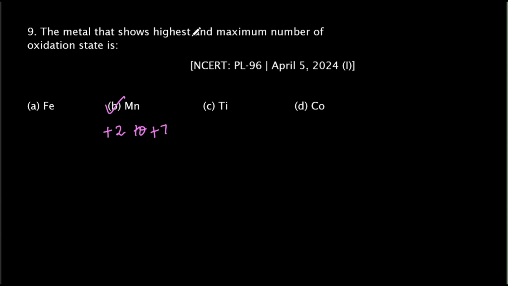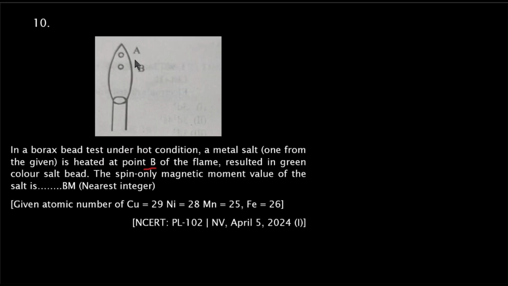And if we see the highest oxidation states for the given elements, iron exhibits +6 as the highest oxidation state. Then for titanium and cobalt, it is +4. That is their highest oxidation state. So for manganese only, you are getting +7 as the highest oxidation state. So the correct option is option B. Manganese shows the highest and maximum number of oxidation numbers also. Let's go to the next question.